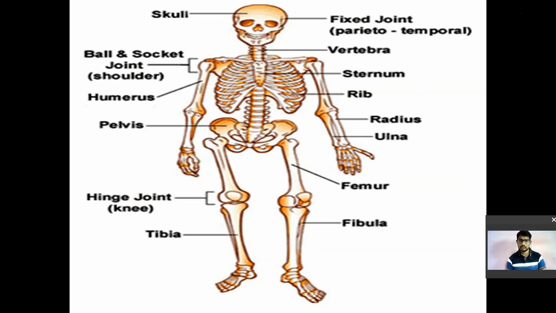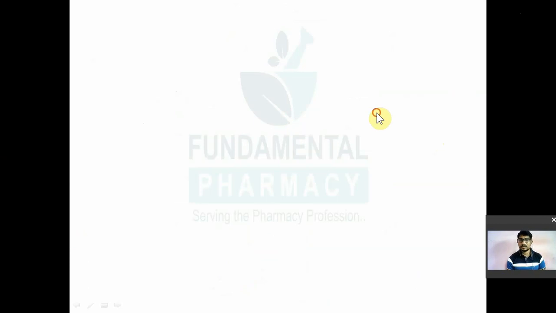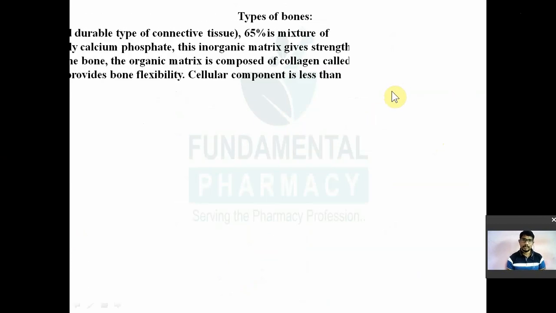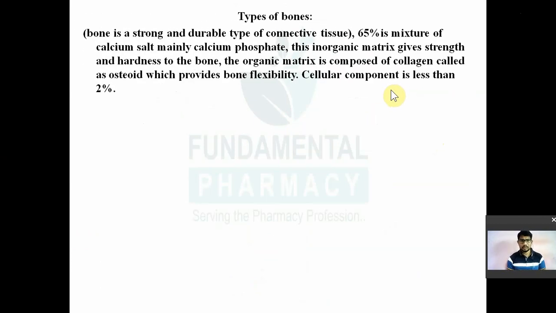So if you want to revise, you can revise in the... So just remember this. What are the important points? Now we'll see what the different types of bone are. So remember, what is bone actually? Bone is the strongest and most durable type of connective tissue.